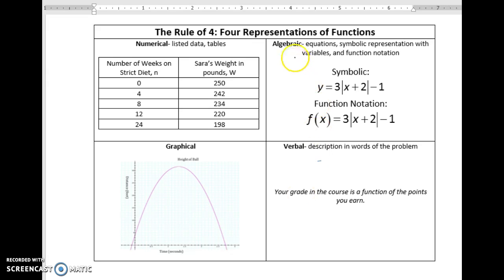And lastly was the algebraic. And algebraic can be just some sort of symbolic rule. So we have just y equals 3 times the absolute value of x plus 2 minus 1. And if we know that this is a function, we can simply write it in function notation where f is now the output and x is our input variable.